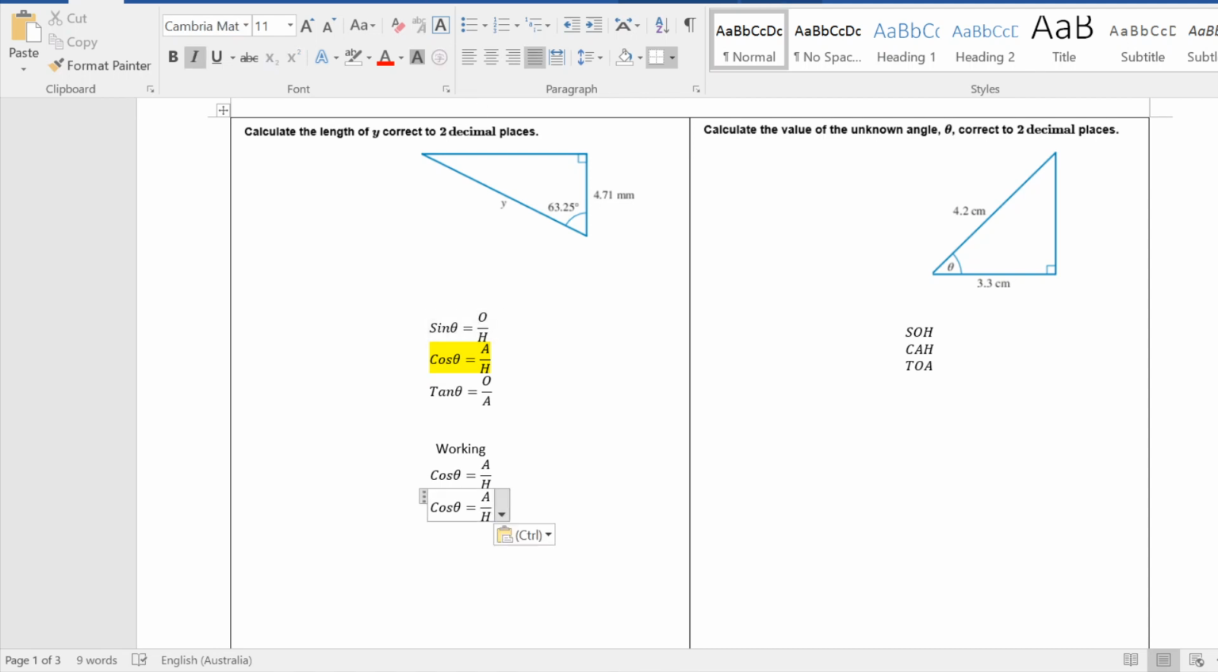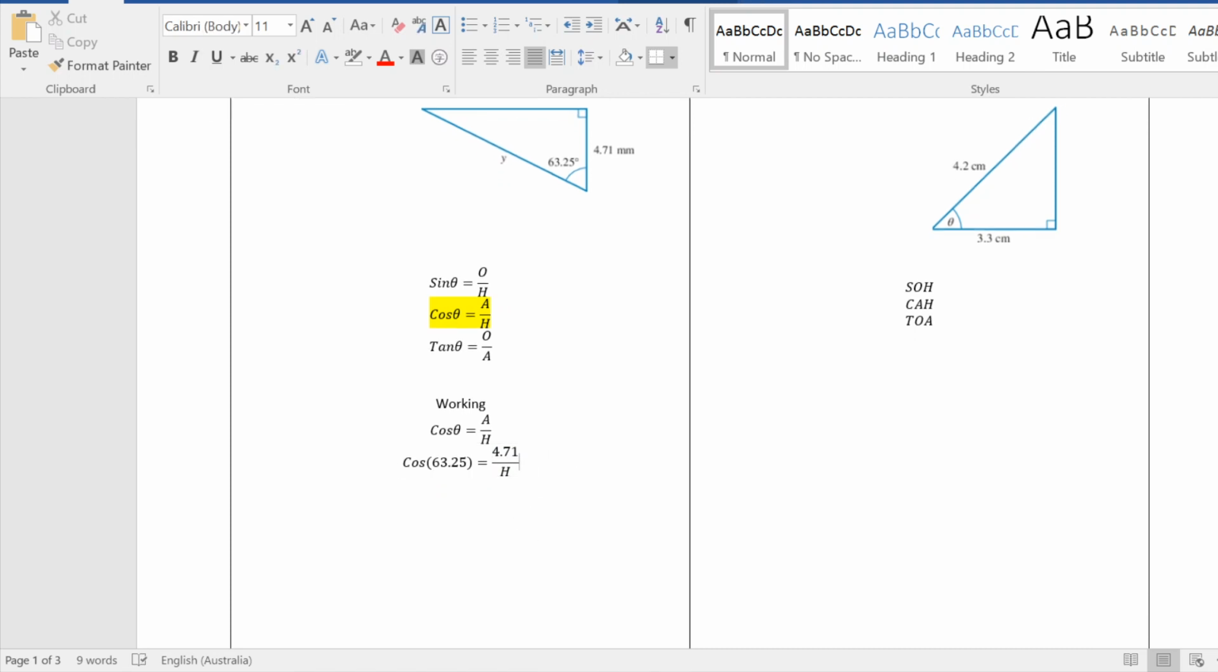So I'm going to take this and substitute what I know. Instead of theta, I'm going to write 63.25 because that's our angle. The adjacent we know is 4.71 millimeters, and H is what we're trying to find. Now, this is definitely the more awkward one to rearrange, but I'm going to go through it in a bit of a slower way so you can see how I go about it.